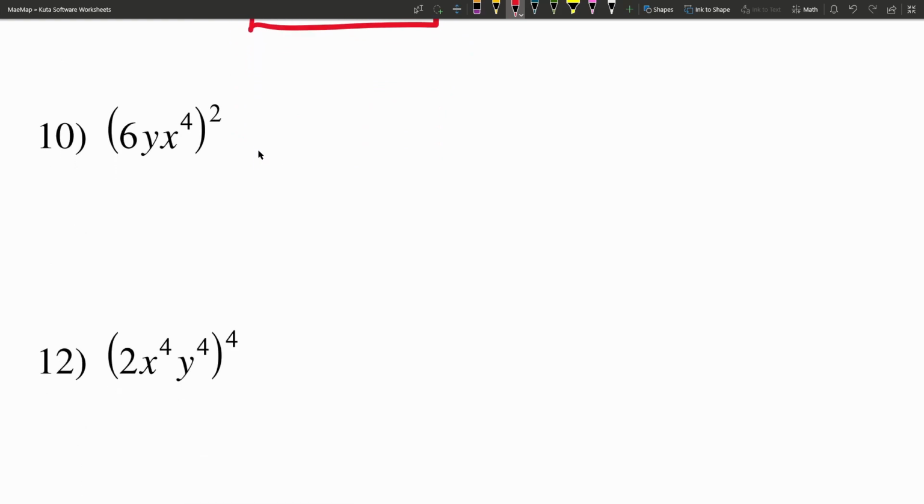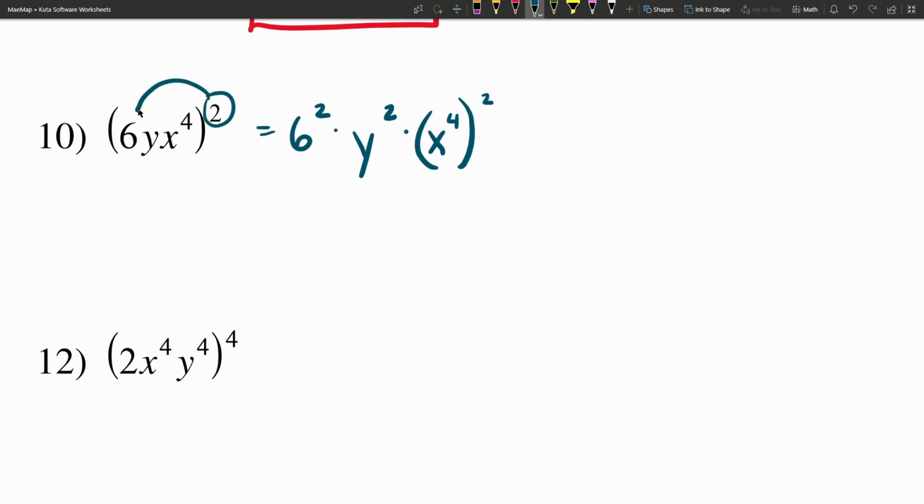For number 10, 6yx to the 4th, all squared. So we're going to have 6 squared times y squared times x to the 4th, that quantity squared. Again, we're just taking this exponent of 2, distributing it with the 6, with the y, and with the x to the 4th, because these terms are multiplied together.